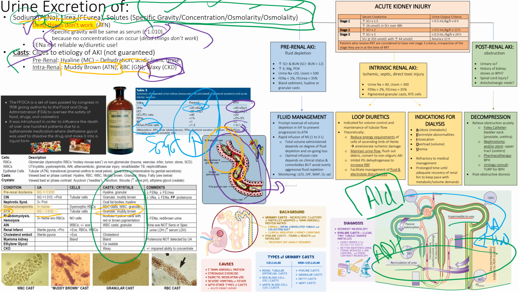Okay, and then there's some pre-renal issues. These are all intra-renal, right? And then we have pre-renal things, like hyaline casts. Hyaline casts are glass-like. They are seen in dehydration. So if someone's dehydrated, pre-renal failure, right? And if you see hyaline casts on the UA, that means they have a low volume state. So that's a clue to it, right?